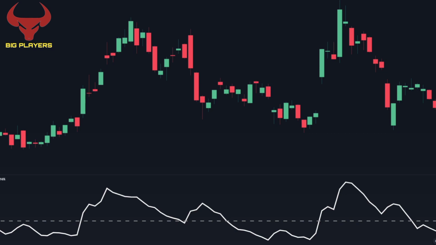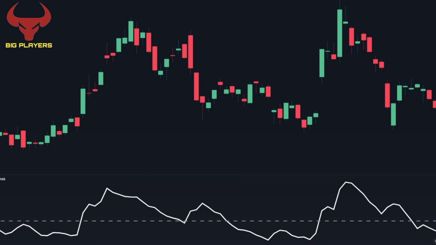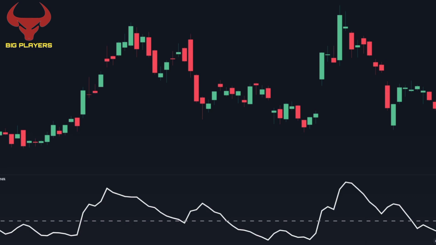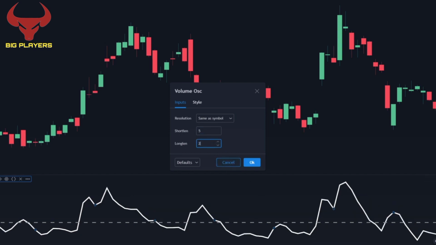using a volume indicator that I personally use, which is the volume oscillator. If you open the volume oscillator on TradingView, this is what it looks like. We have a plot line and a zero line in the middle. For the settings, if you're trading using a longer time frame like the daily chart, you want to put your settings as 14 and 28. But if you're trading a shorter time frame like the 15-minute chart, then we're using 5 and 20.